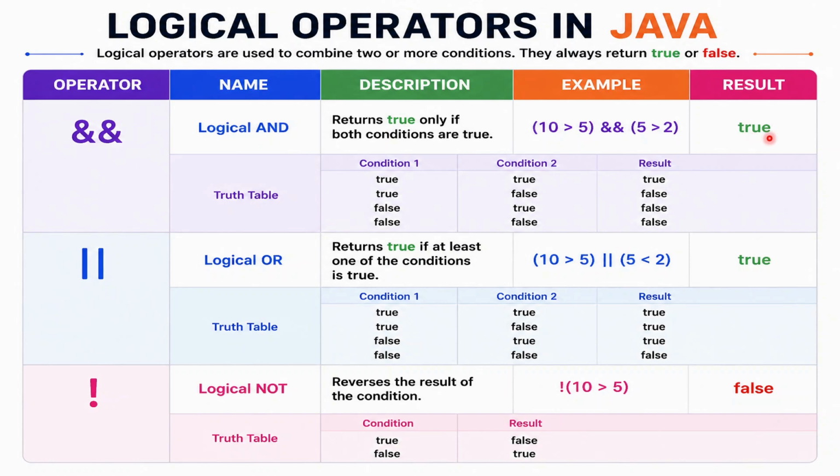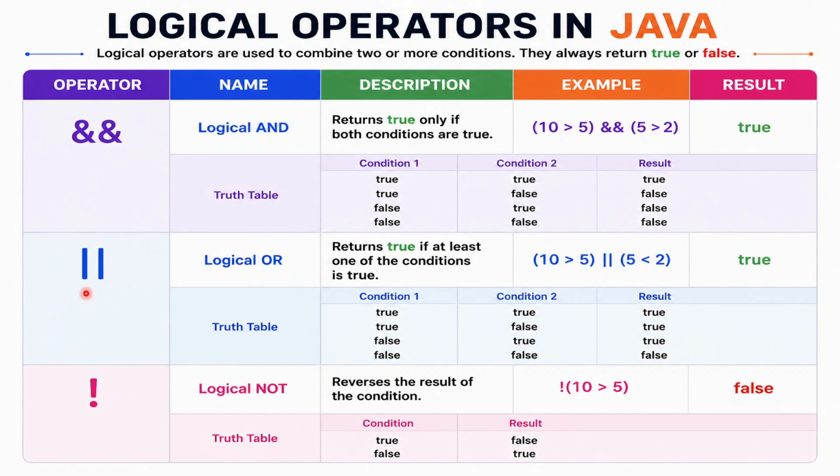How is this happening, these true or false values? It is based on the truth table. We have condition 1, condition 2 and the final result. When the first condition is true and the second condition is true, it returns true. When the first is true and the second is false, it returns false. When the first is false and the second is true, it returns false. When the first is false and the second is also false, it returns false. So this is all about the AND operator.